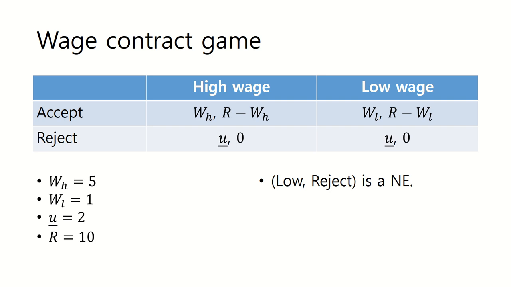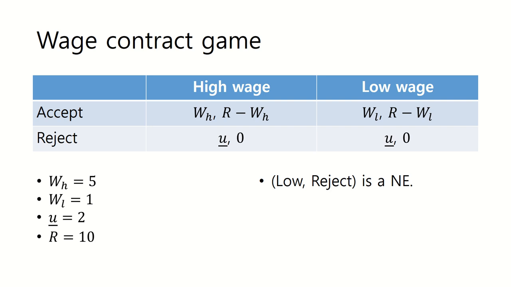We can read it like this. If the employer offers a high wage, and the employee accepts it, then WH, the high wage, will be given to the employee, and R minus WH will be enjoyed by the employer. Here R stands for revenue. So the employer hires a worker, the worker works and produces something, and revenue is generated. The employer pays the wage, and the rest is kept by the employer. R minus W is the revenue minus cost, so it is a profit. So the employer's payoff is the profit, which is R minus WH.